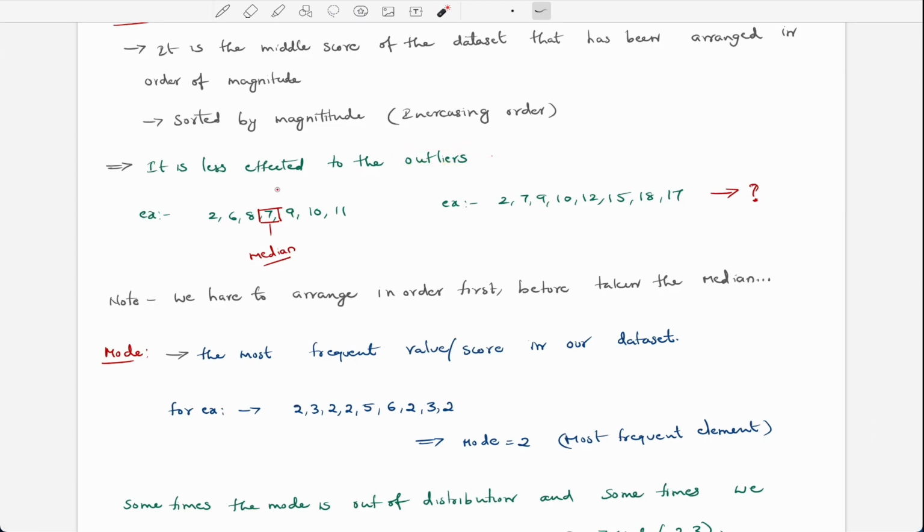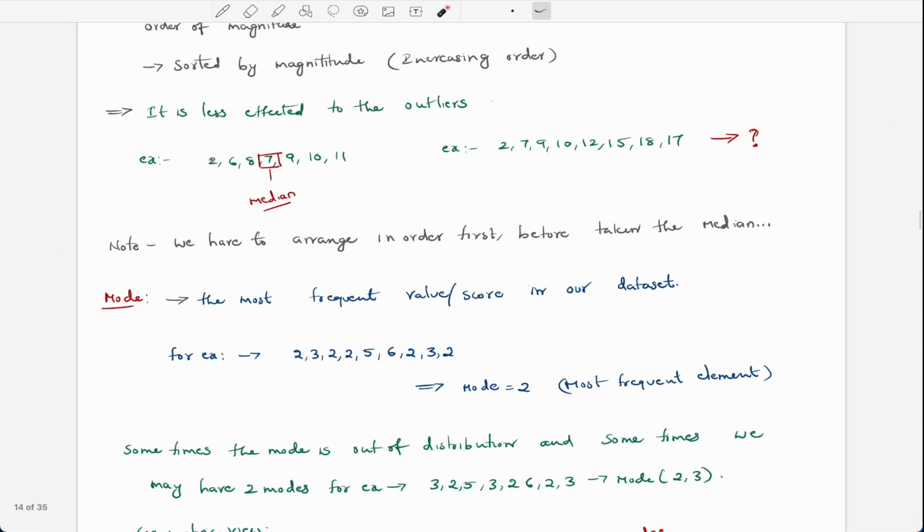Okay. So I just want to show how to find the median. We have a number of data points over here. So how are we going to find the median? Median means nothing but the middle value.